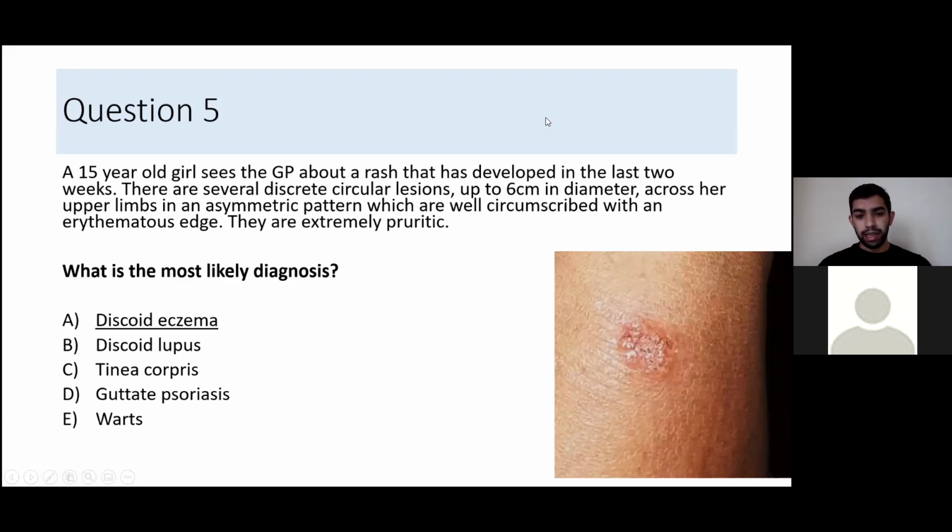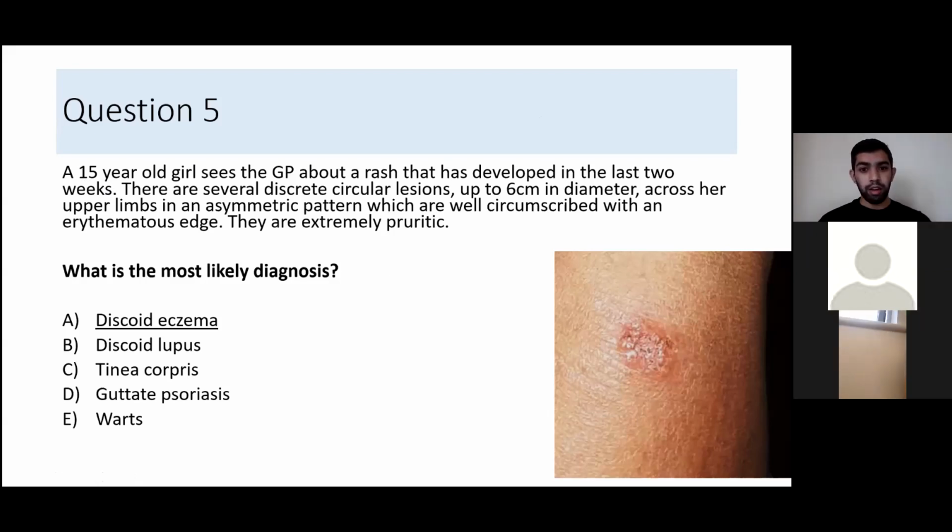Discoid lupus is unlikely given that there's no mention of any other systemic features, so you wouldn't make the diagnosis of discoid lupus purely in isolation. Tinea corporis may be another one, but we don't typically tend to see it in people of this age, and typically we don't tend to see so many lesions of this nature. Okay, but it too is also itchy and quite erythematous.